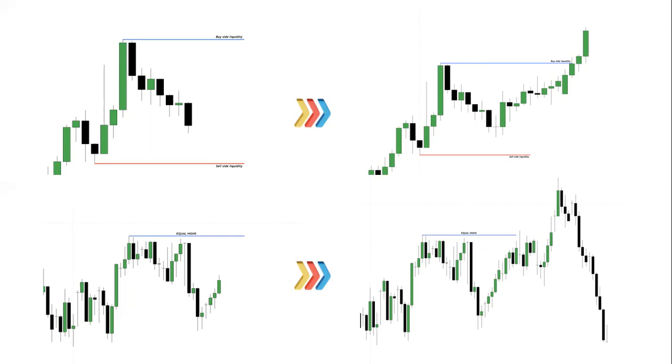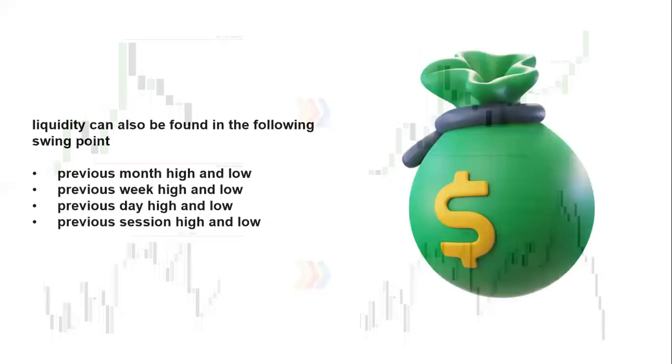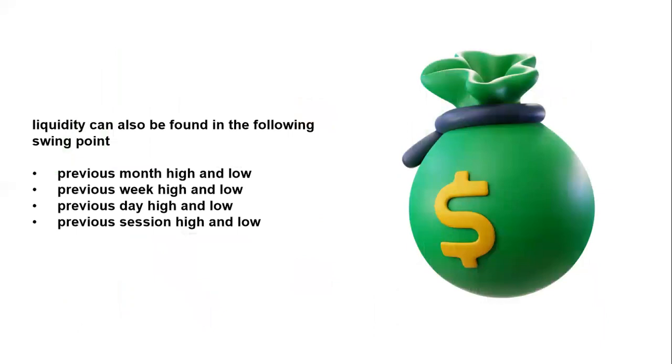Okay? Good. Now, liquidity can also be found in the following swing points: previous month high and lows, previous week highs and lows, previous day high and low, previous session high and low. I'm going to show to you guys all of these particular swing points in our live class. Okay, I'm going to be sending some videos, sending you guys some chart reviews. I want you guys to study them and then you guys will understand what we're doing.